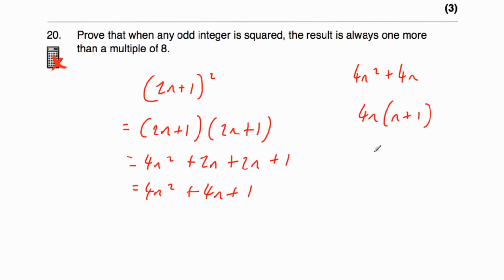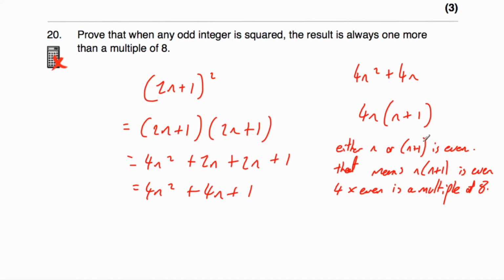So let's write that down. I've just written down either n or n plus 1 is even. So n times n plus 1, an even times an odd, is an even. So 4 times an even is a multiple of 8.